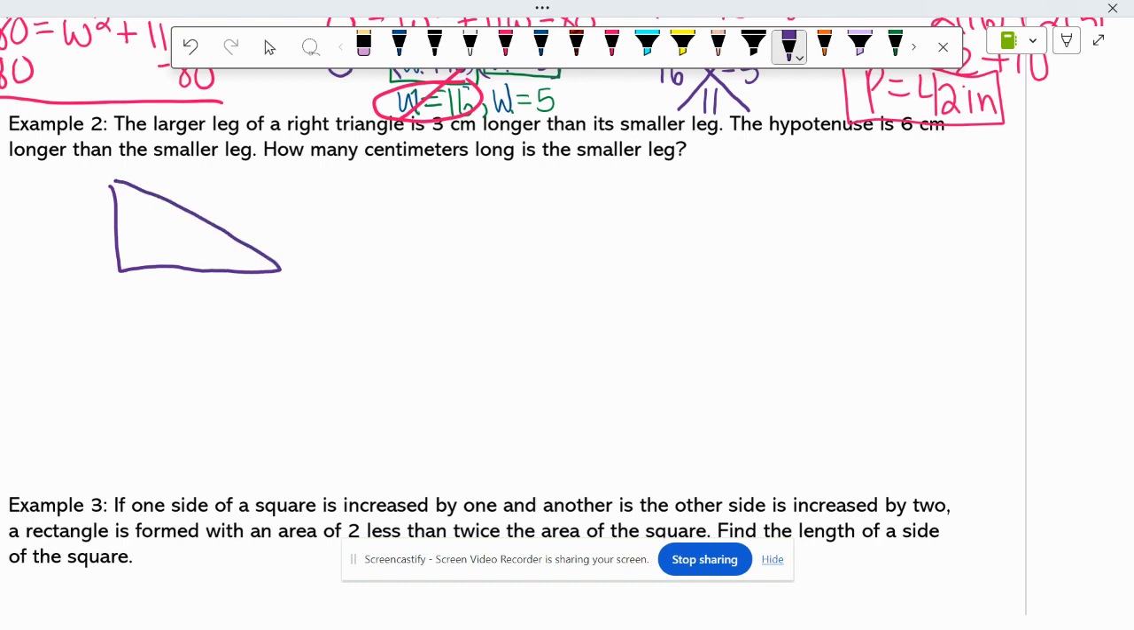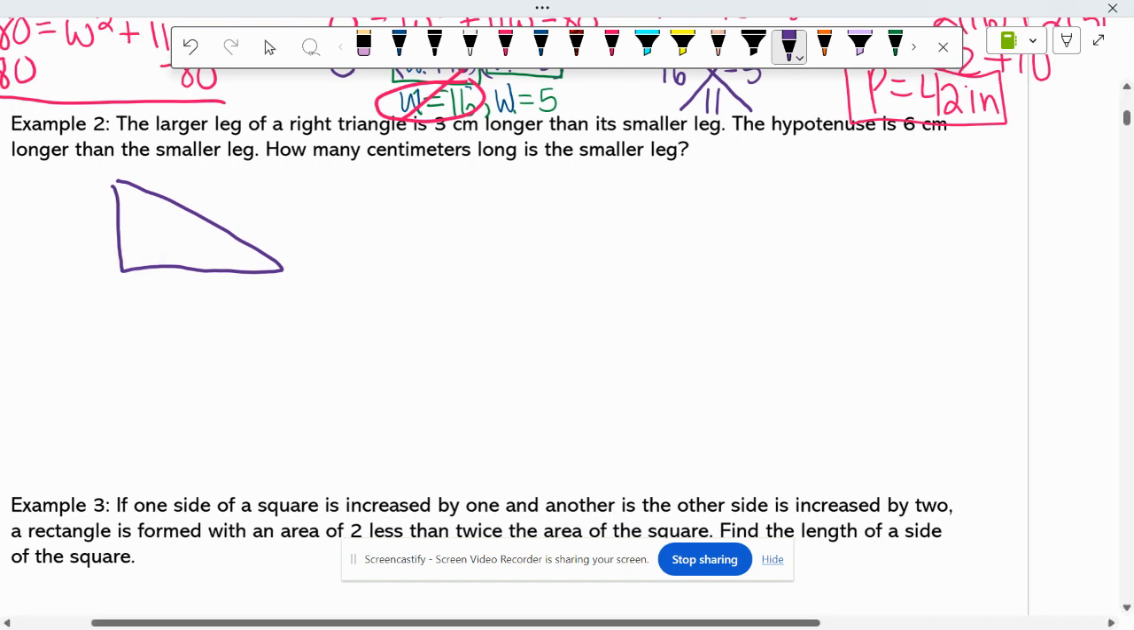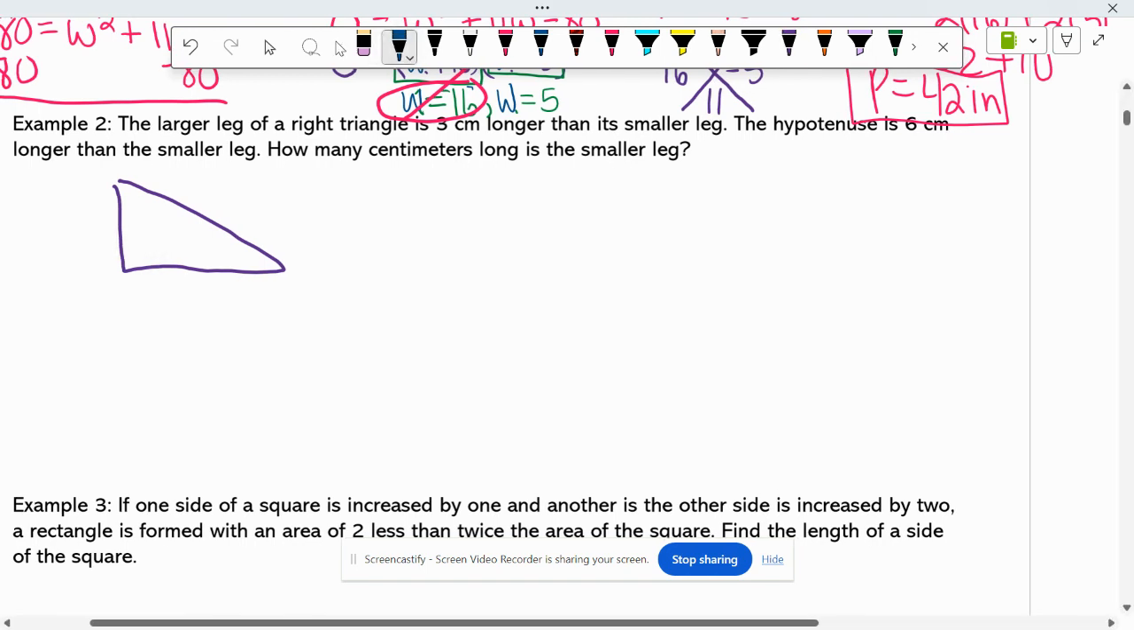How do I know if a triangle is right? How do I know, looking at a picture, that it's a right triangle? There's a 90-degree angle, meaning it has a box inside of it, a little box right there. That's how I know this is a right triangle.